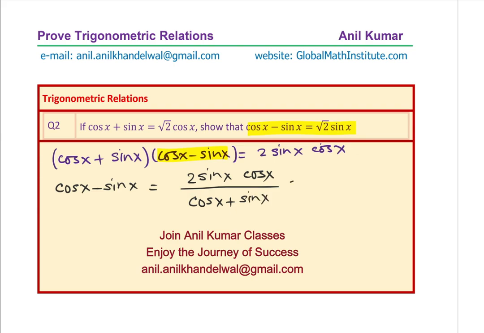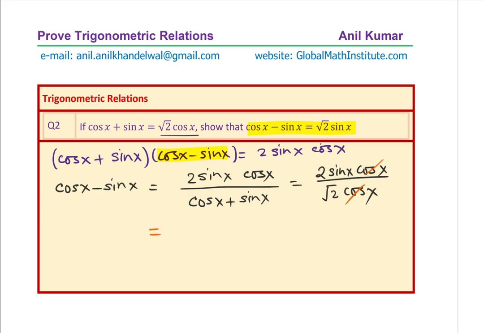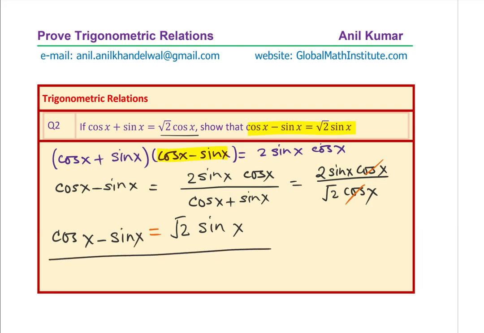Now, this cos x plus sin x is given to us as square root 2 cos x. So we can write this as 2 sin x cos x over square root 2 cos x. Now that can help us simplify. And then what do we get? We get 2 sin x divided by square root 2, which is square root 2 sin x. Do you see that? We get the result. And that is what cos x minus sin x is equal to. And that is what we wanted, right? So this is how we can derive this particular expression. I hope all the steps are absolutely clear.